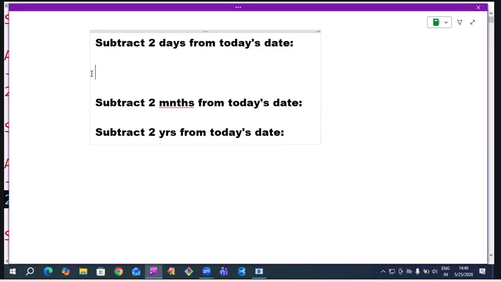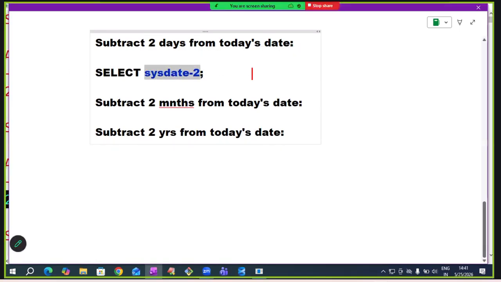How to subtract 2 days? Observe. You can guess now. What we need to write, sir? Select sysdate -2. Good. That's it. So today is 25. 2 days ago, what was the date? 23rd May 26 we get.